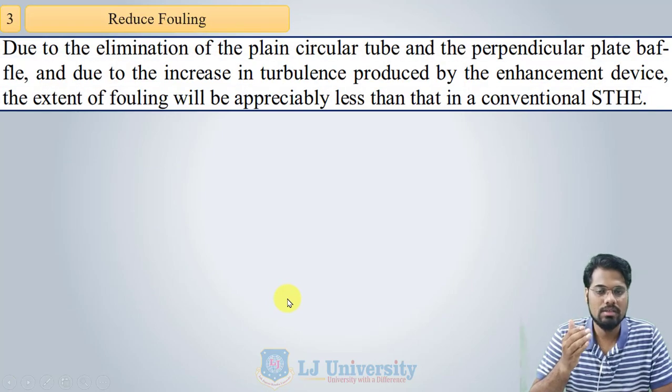The third benefit is reduced fouling. Due to the elimination of plain circular tube and the perpendicular plate baffle, and due to the increase in turbulence produced by the enhancement device, the extent of fouling will be appreciably less than that in a conventional shell and tube heat exchanger.